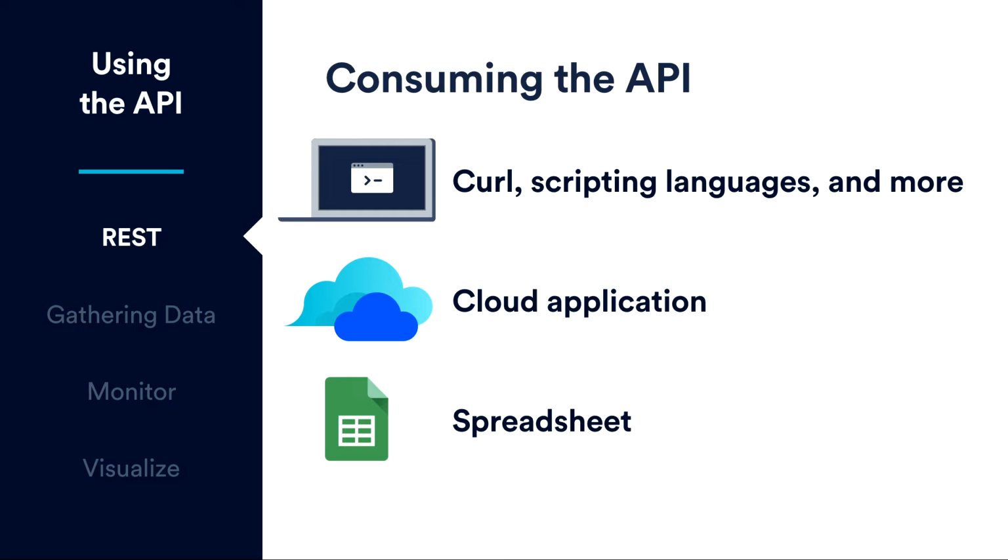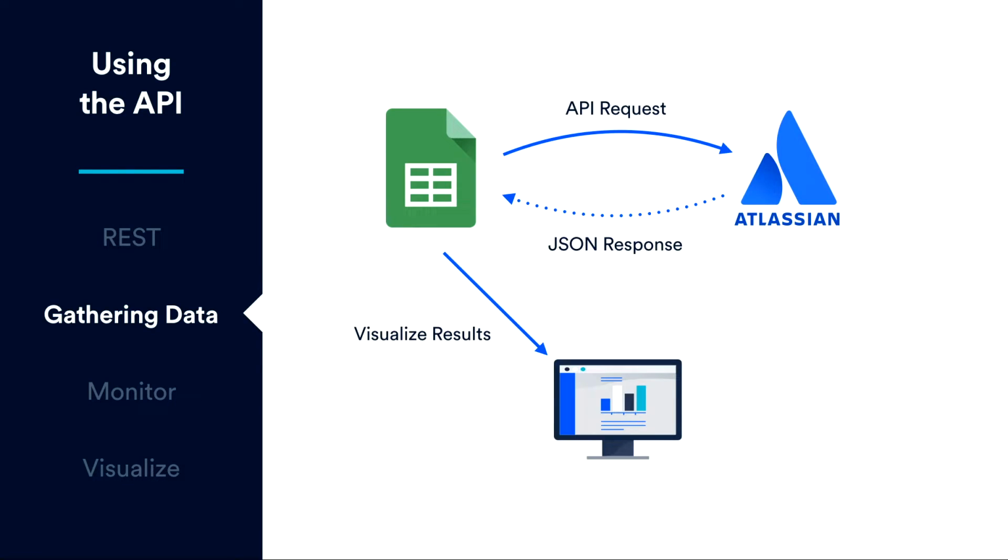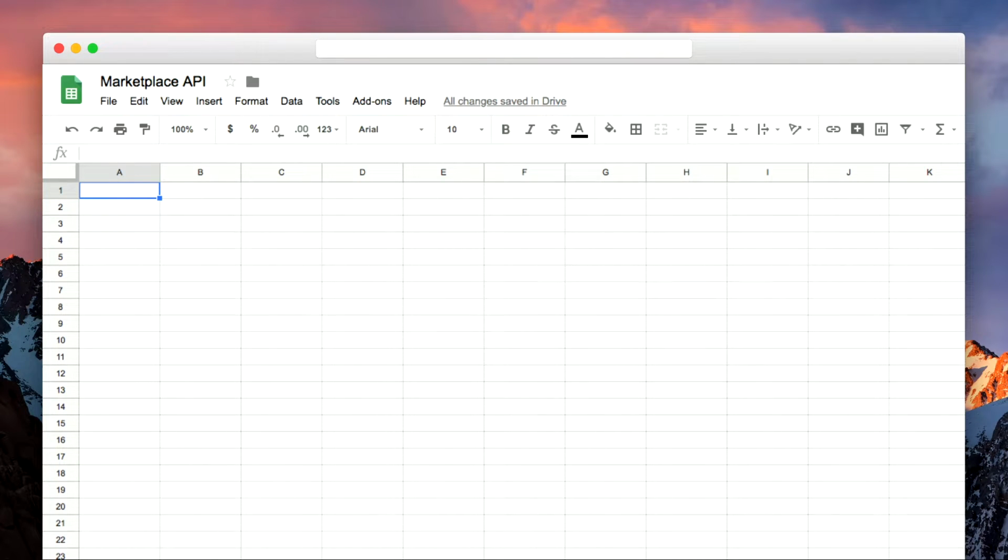So let's look at how we can use the API, and we're going to dig into an example. You can consume the API in a lot of ways. You can use curl, you can use a scripting language. You could make a cloud application if you wanted and have this beautiful interface to pull all the info in. But you could also use something very simple, a spreadsheet. So we'll look at Google Sheets. If you use Google Sheets, you can make API requests to the marketplace, get a JSON response back, and then visualize that. So this is how you would do it.